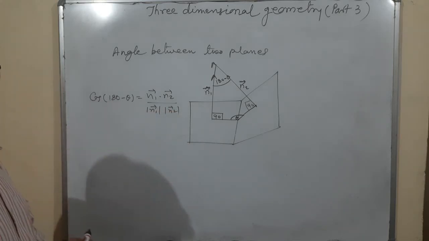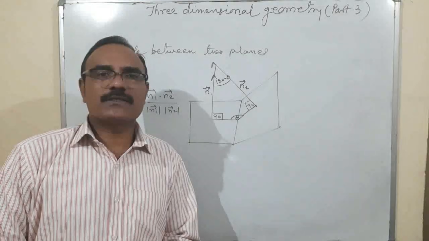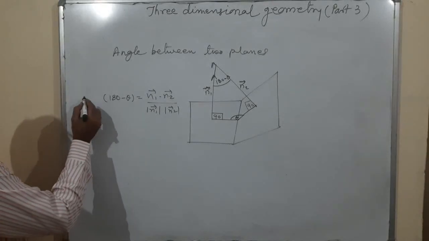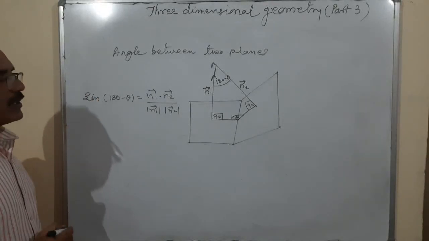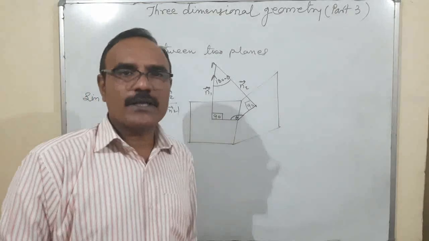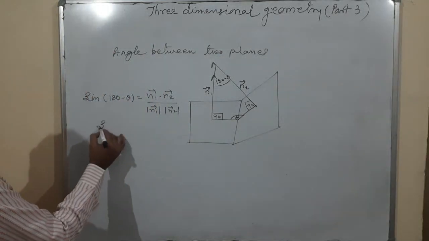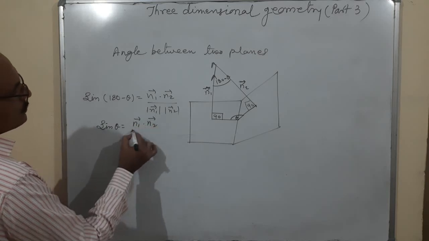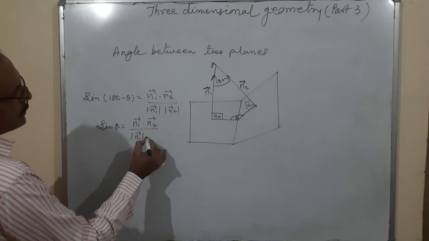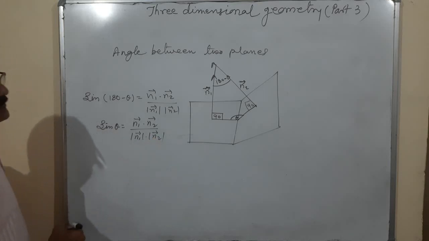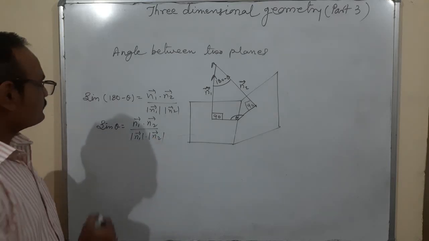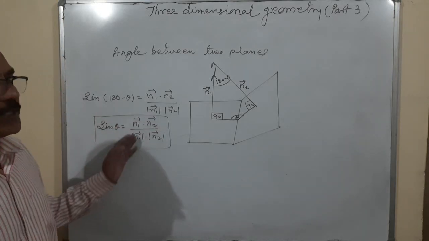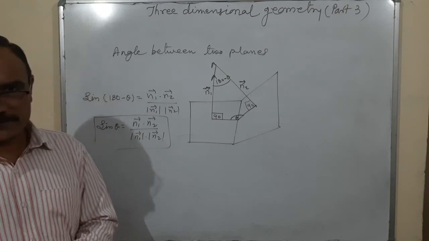And cos of 180 minus theta, its sign will be used here because in a dot product the sign is always used. So sin of 180 minus theta is sin theta itself. So sin theta is equal to vector n1 dot vector n2 upon magnitude of n1 times magnitude of n2. Is it okay? So the angle between two planes uses the same formula, the dot product.